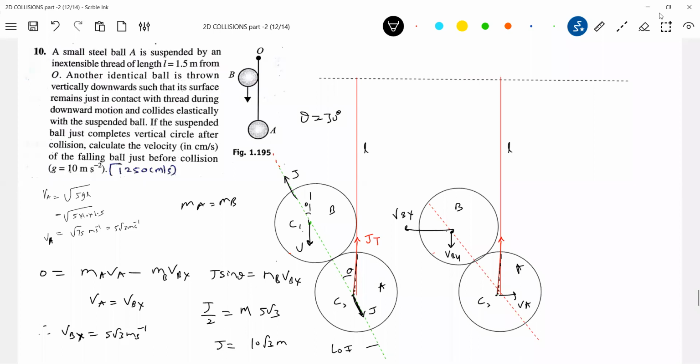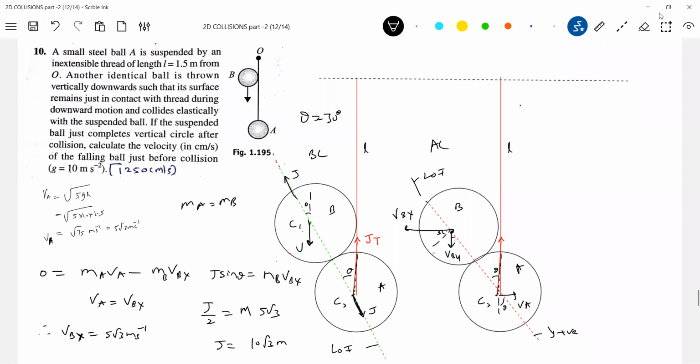Now, if I know this impulse, can I calculate the other thing? I don't know VBY. How to calculate VBY? Applying the coefficient of restitution along the line of impact. This is after collision. This is before collision. Then applying the coefficient of restitution formula. This is theta. I want theta, no? This will be theta. Okay, let's write the coefficient of restitution formula.